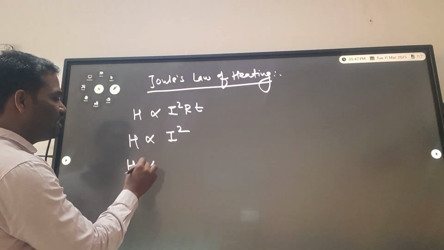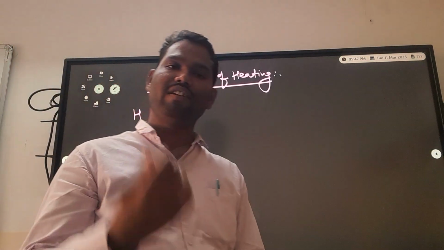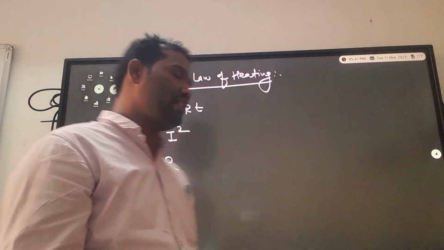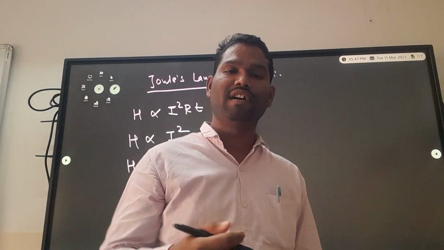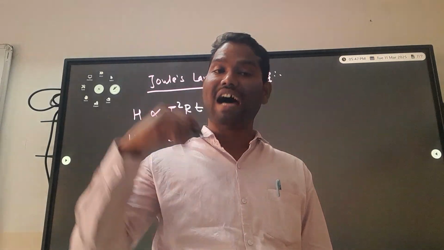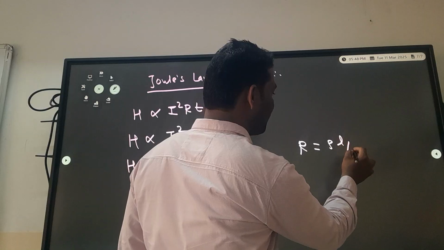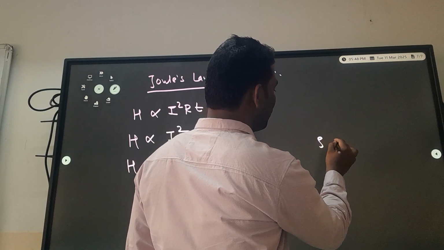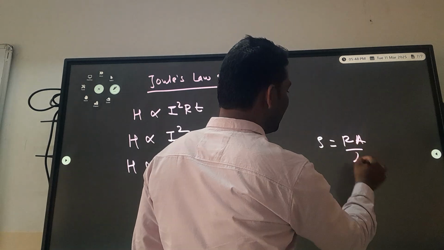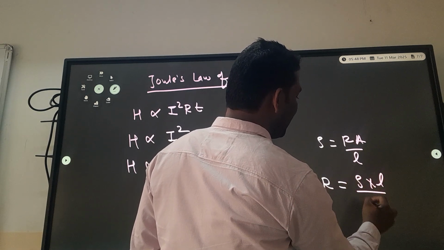Second, he says that heat is proportional to the resistance. The more resistance present in the given wire, the more heat it will generate. So you can see that the wire present in the heater has high resistance because it has a high resistivity. As we know, R is equal to rho times L divided by A, or rho is equal to RA divided by L.